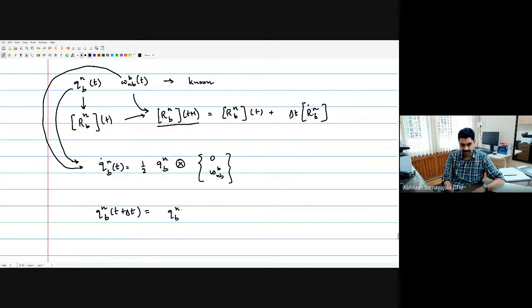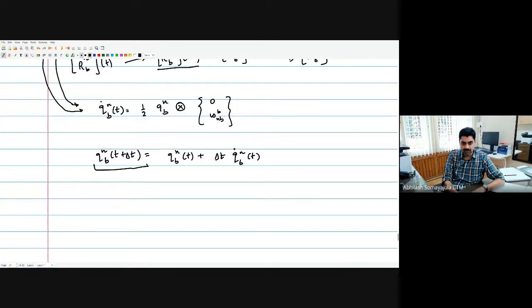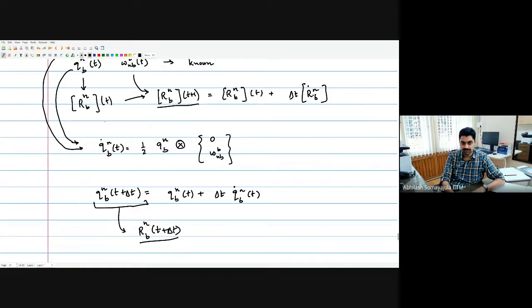Using that, I can find the quaternion at time t plus delta t, which will be the quaternion at time t plus delta t times the quaternion rate at time t. Once I have the new quaternion, I can also formulate the rotation matrix. What I get from here should match what I got from here. These two must be equal.